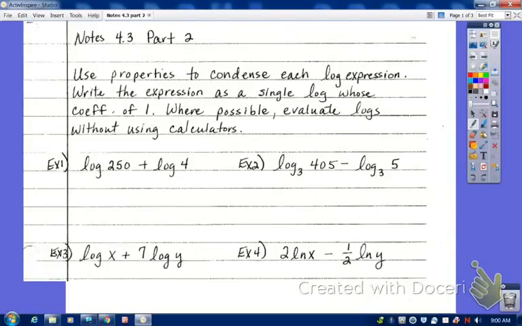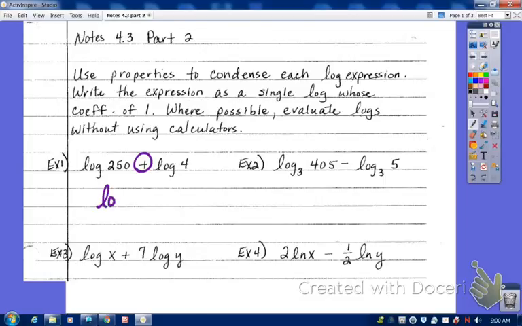The product rule. Since it's log 250 plus log of 400, that plus tells us we're going to rewrite these two logs as one log because we're condensing. And then we're going to multiply the 250 times the 4. Now I'm going to do that in my calculator or in my head. Maybe you want to write down over to the side that we multiplied 250 times 4. And we're multiplying again because the logs are being added.